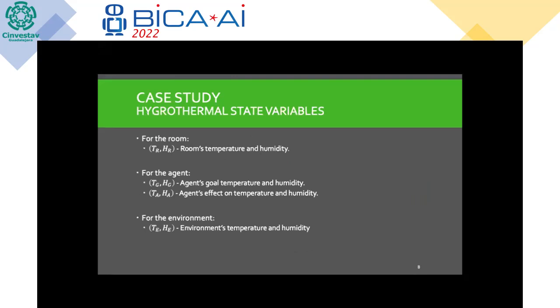For the sake of the future slides, we will be using these variables to make it easier to understand. For the room, we have the R variables, T and H. T means temperature and H humidity. And these are the room's temperature and humidity. For the agent, we have G and A. G is the agent's goals, and A is the agent's actions. Finally, for the environment, E is the environmental pressure.